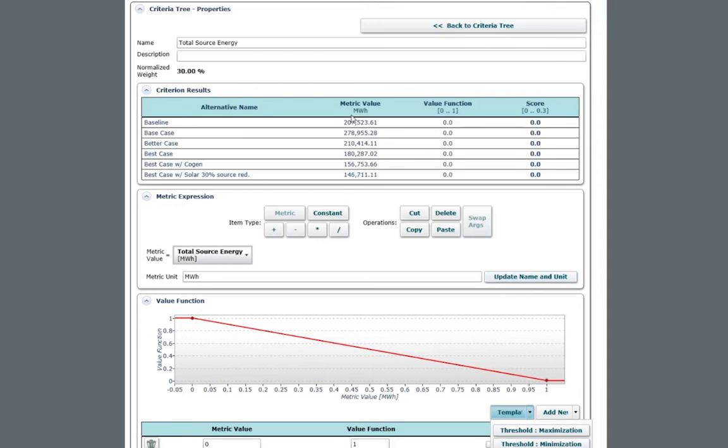All right, for our source energy, we see that we have 278,000 or 279,000 here, right? That is our base case, and our lowest source energy here is 146. So our bad value would be something greater than this base case, so we'll make that, let's say, 300,000. Then our best number here is 146. So if we could do a little bit better than this, that would be great. So let's just say 140, and that will give us our best score.